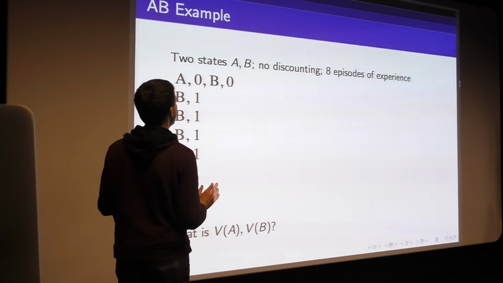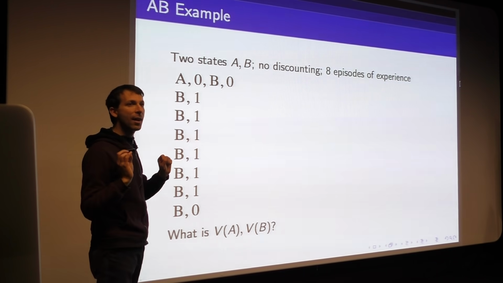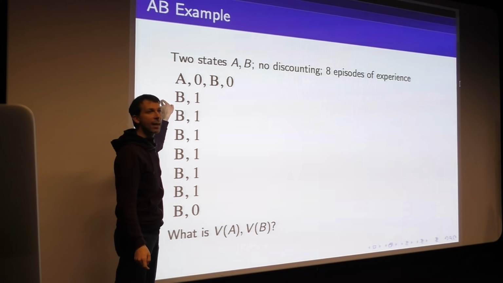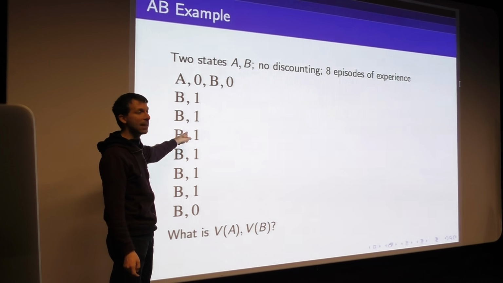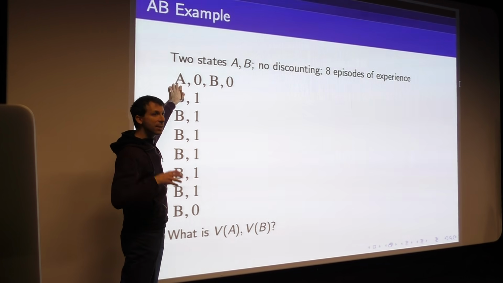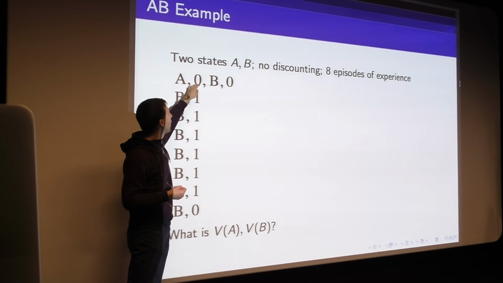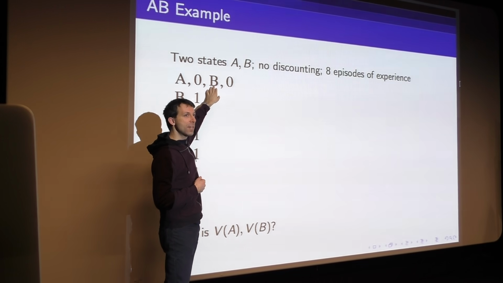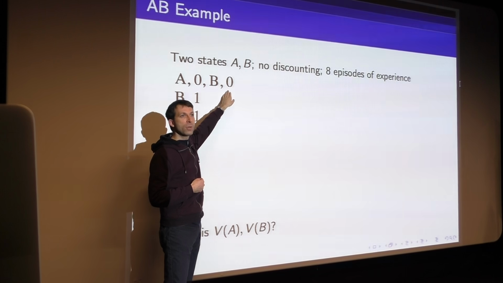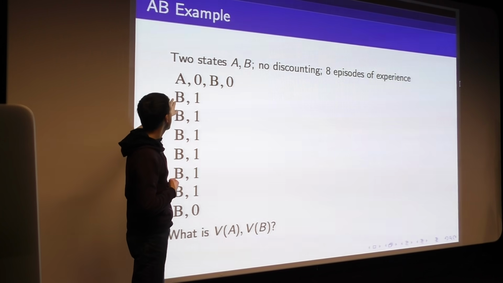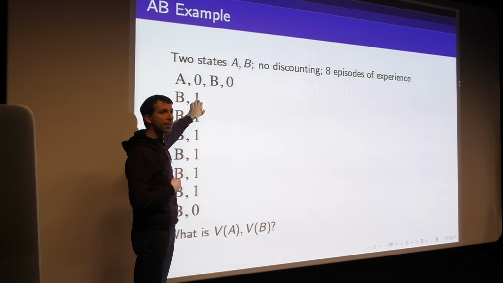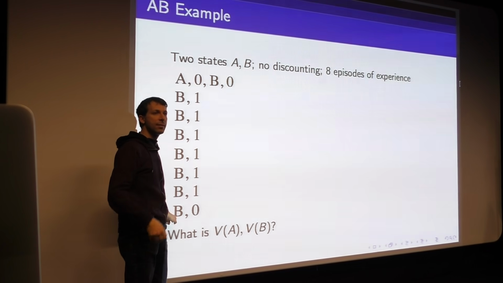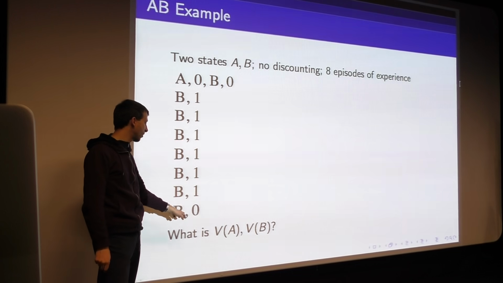So this is the AB example. It's just an MDP with 2 states, A and B, and each row is a different episode of experience that we've seen. In the first episode, you start in state A, you get a reward of 0. Then you transition to state B, and you get a reward of 0, and then the episode terminates. The next episode, you start in B, you get a reward of 1. Next episode you start in B, you get a reward of 1. Until down here you see an episode where you start in B and you get a reward of 0.